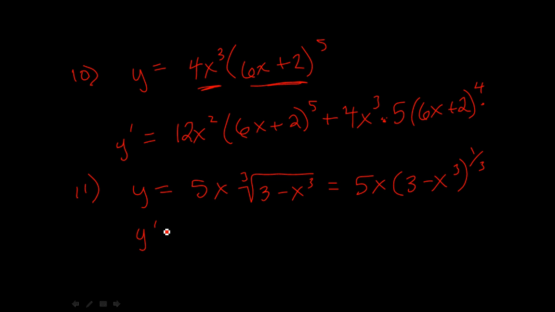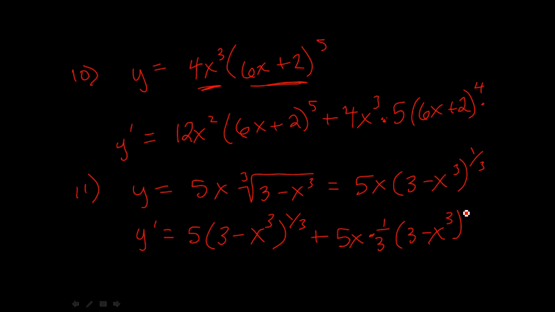So for the product rule, we take the derivative of the first guy, which is just 5, keep the second guy the same, plus, and now the first guy stays the same, and we take the derivative of the second guy, so that's going to be 1/3 times 3 minus x cubed to the negative 2/3. When I subtract 1, I'm running out of space. And then times the derivative of the inside, which would be negative 3x squared, negative because it's minus right there. So this would be on the same line. I just ran out of space.